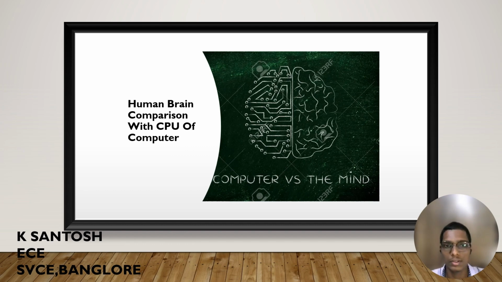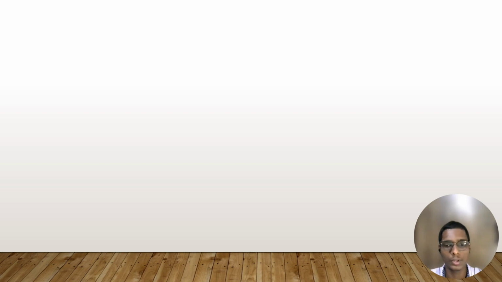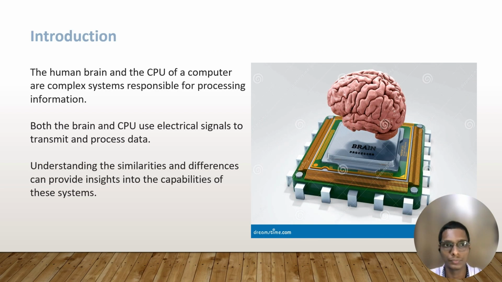Today, our topic is human brain comparison with the CPU of a computer. Now, let's get into the introduction part. The human brain and the CPU of a computer are complex systems responsible for processing information. Both use electrical signals to transmit and process data. Now, we are going to understand the similarities and differences between the human brain and the CPU of a computer.